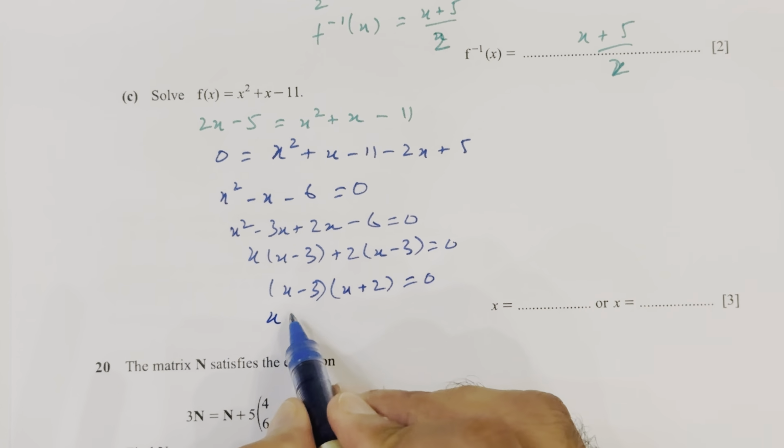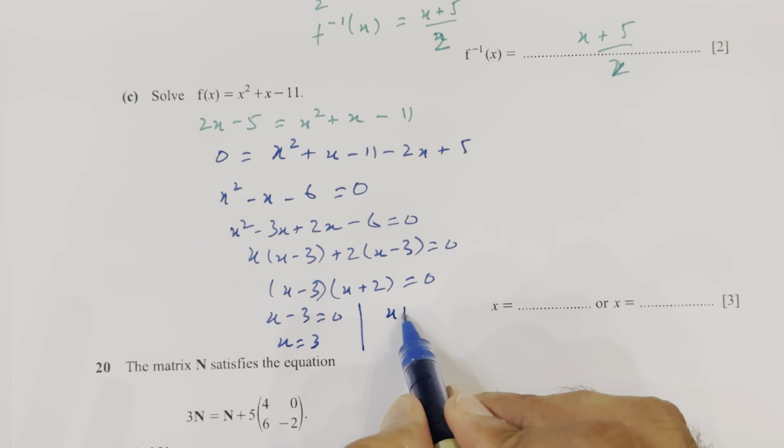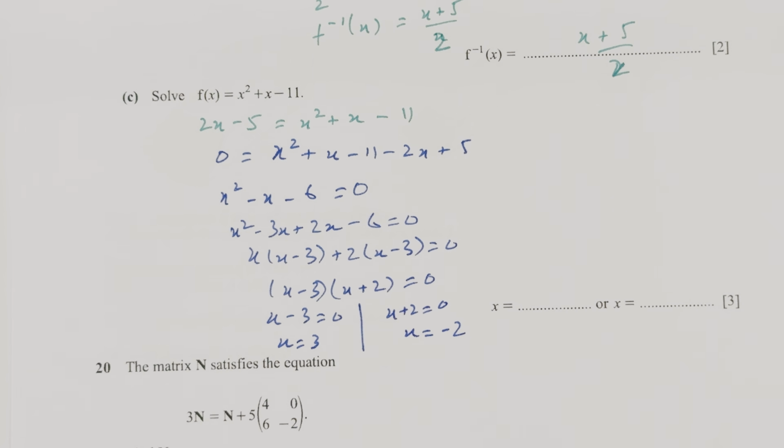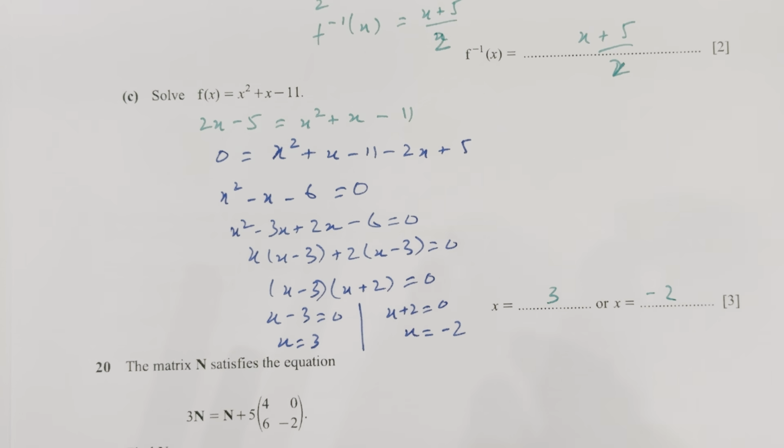Okay, x minus 3 equal to 0, x is equal to 3. x plus 2 equal to 0, then x is equal to minus 2. So our final answer would be x is equal to 3 and x is equal to minus 2.